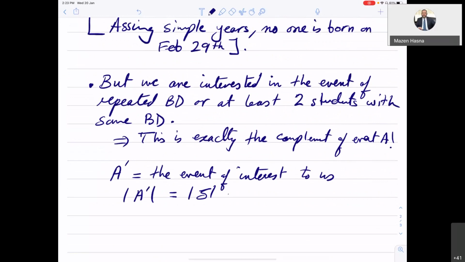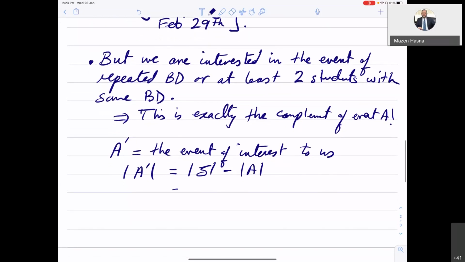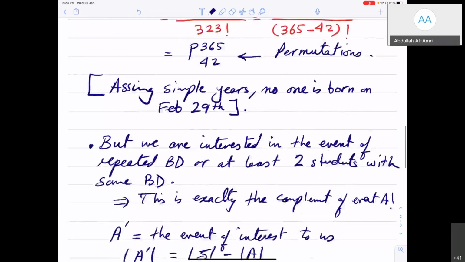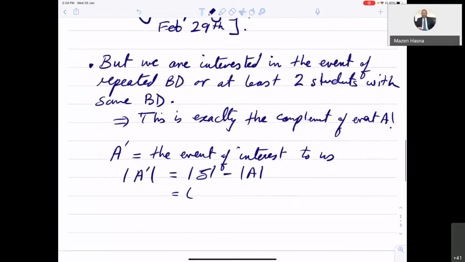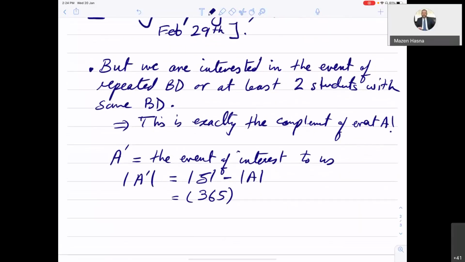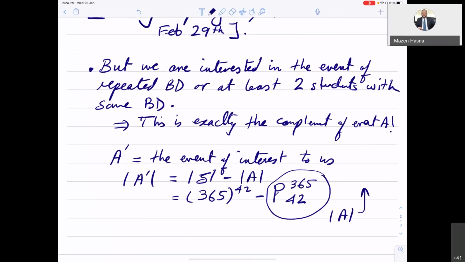It's just S minus A. Yeah, let me just finish this. So this is just 365 to the 42 minus the permutation P(365, 42). Yes, go ahead with your question. So this is the A that we found out.